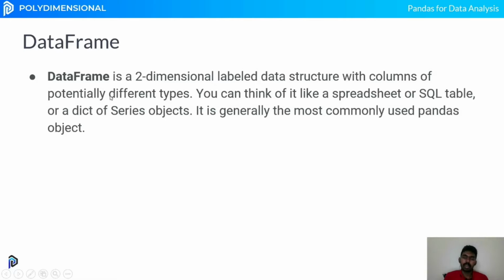The second one is the DataFrame. A DataFrame is a 2D array, or you can consider it as a table. It has both rows and columns. It is similar to an Excel spreadsheet or a SQL table that we generally work with. It is the most commonly used pandas object. We will be working with pandas DataFrames extensively throughout this section, so it's important that you understand the DataFrame completely.